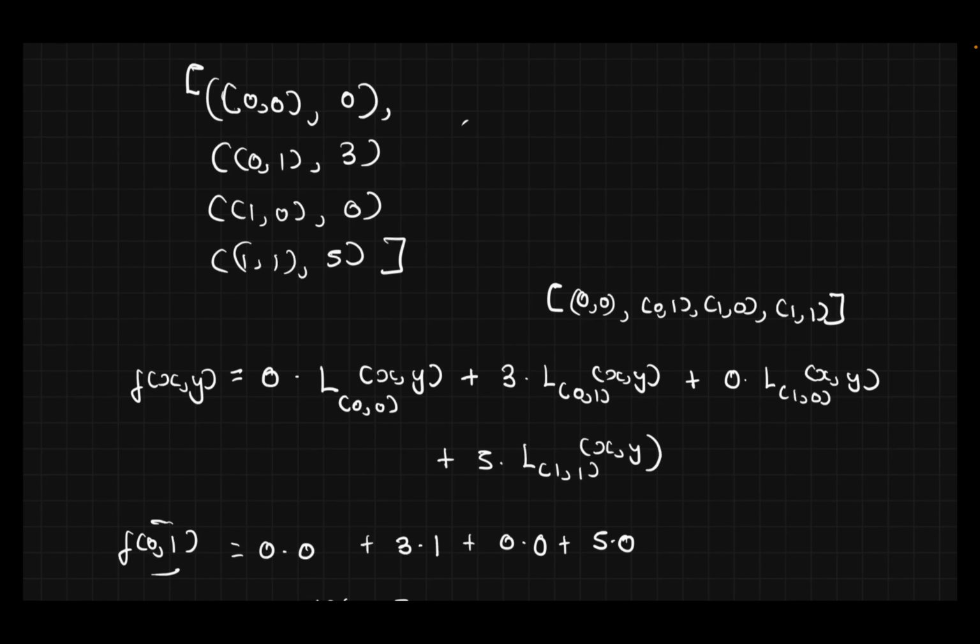So you put 0, 1 here, and you look for 0, 0, it's like 0, right? So it's only that guy that has 3 times this that will be 1. So that's why we have 0 times 0, 3 times 1, 0 times 0, 5 times 0. And at the end of the day, the answer is 3. Does it make sense? Yeah.